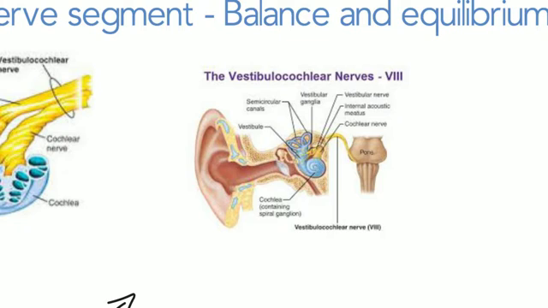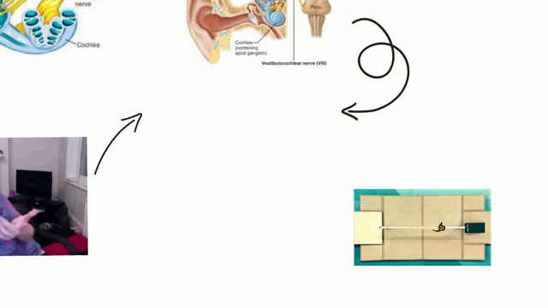The nerve then transmits information concerning acceleration and position in space to the bipolar cells of the vestibular ganglion within the internal auditory meatus. From there, the nerve impulse travels until it synapses in the nuclei of the pons and medulla.